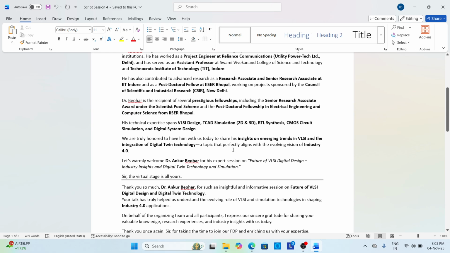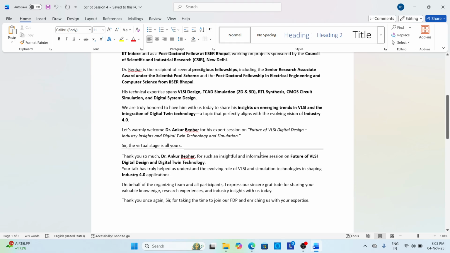We are truly honored to have him with us today to share his insights on emerging trends in VLSI and the integration of digital twin technology, a topic that perfectly aligns with the evolving vision of Industry 4.0. Let's warmly welcome Dr. Ankur Beohar sir for his expert session on the future of VLSI digital design, industry insights, and digital twin technology and simulation. Sir, the virtual platform is all yours. Over to you, sir.